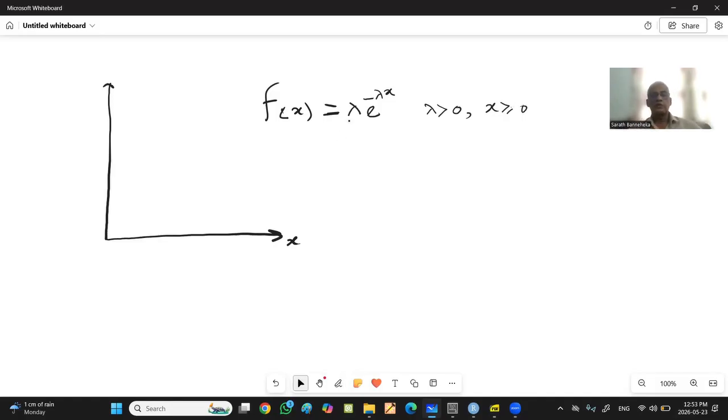So here when x is equal to 0, you see that f(x) is equal to lambda. So somewhere here, for example, and then the density is coming down like this. So that is the original distribution. So my x1, x2, all are coming from this distribution up to x10.